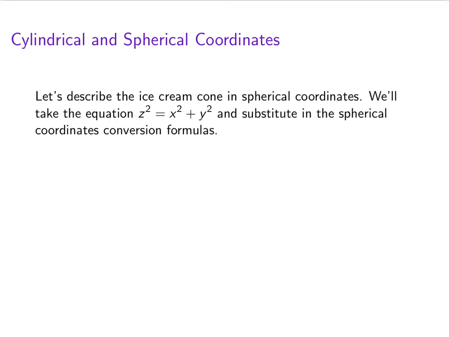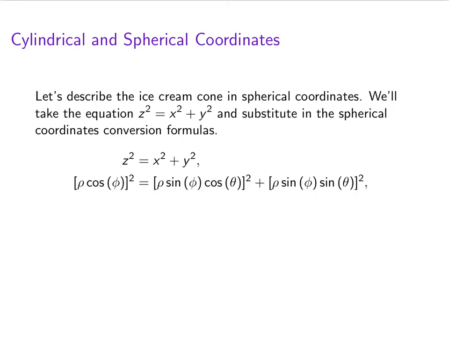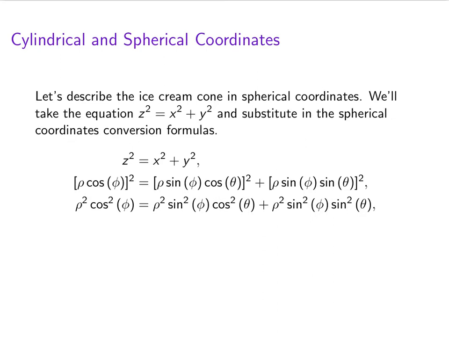Let's take the equation z squared equals x squared plus y squared, and we'll substitute in the spherical coordinates conversion formulas. We want to get an idea of what the cone looks like in spherical coordinates. Okay, we've got z squared equals x squared plus y squared. We substitute in x equals rho sine phi cosine theta, y equals rho sine phi sine theta, and z equals rho cosine phi. Let's do a little simplification.